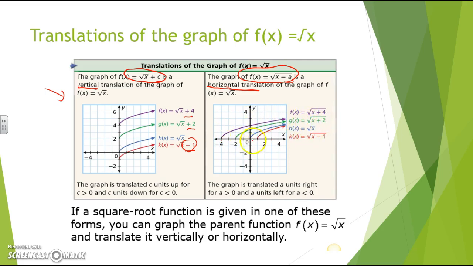Square root of x plus 2 starts here. Square root of x starts at 0. And then x minus 1 starts at 1. So the graph is translated a units right for a greater than 0, and a units left for a less than 0. It says here, if a square root function is given in one of these forms, you can graph the parent function, f of x equals the square root of x, and translate it vertically or horizontally.